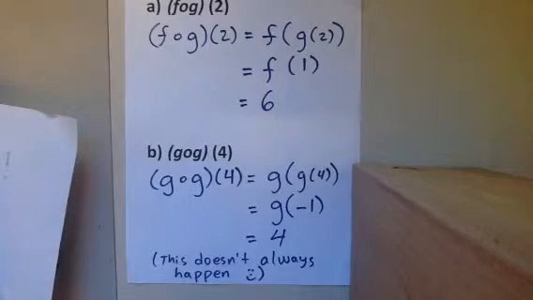But that doesn't always happen. Not every function will give you g of g of 4 equals 4. There could be functions where g of g of 4 equals 5. You don't know. But in this case, it just sort of worked out nicely like that.